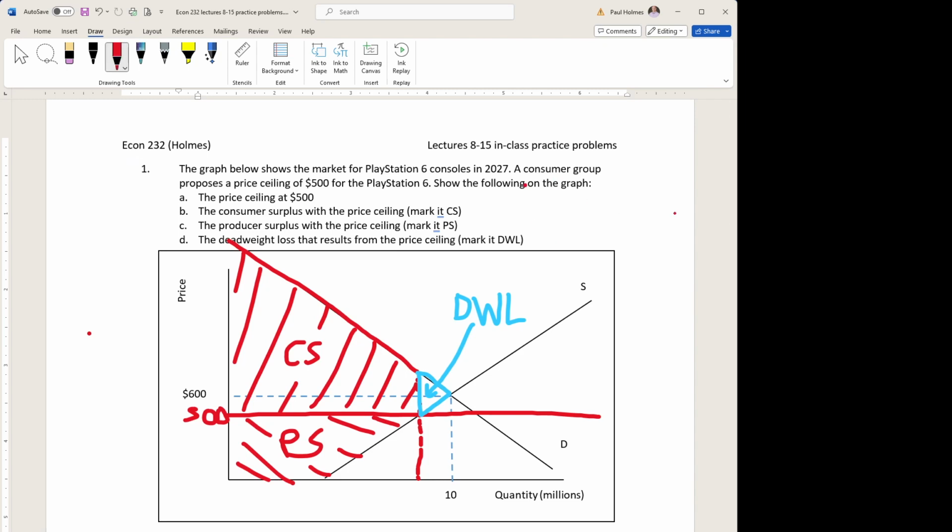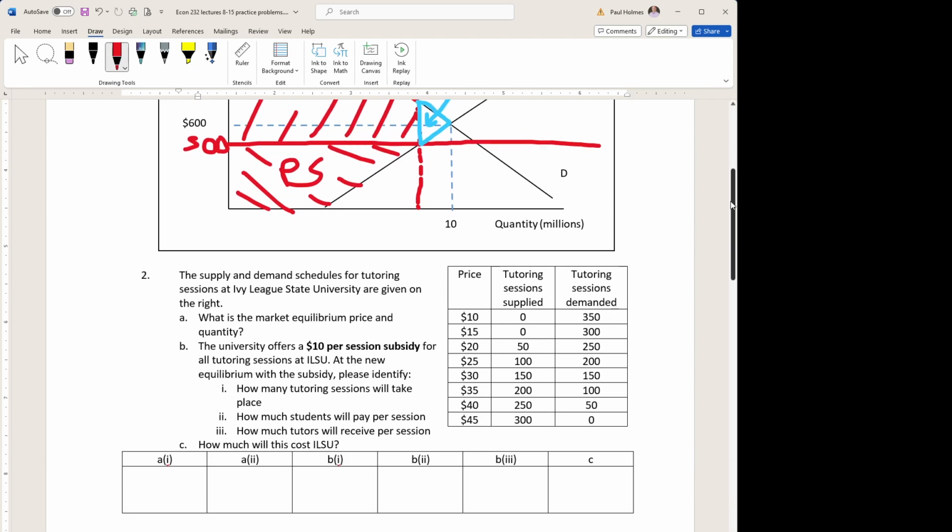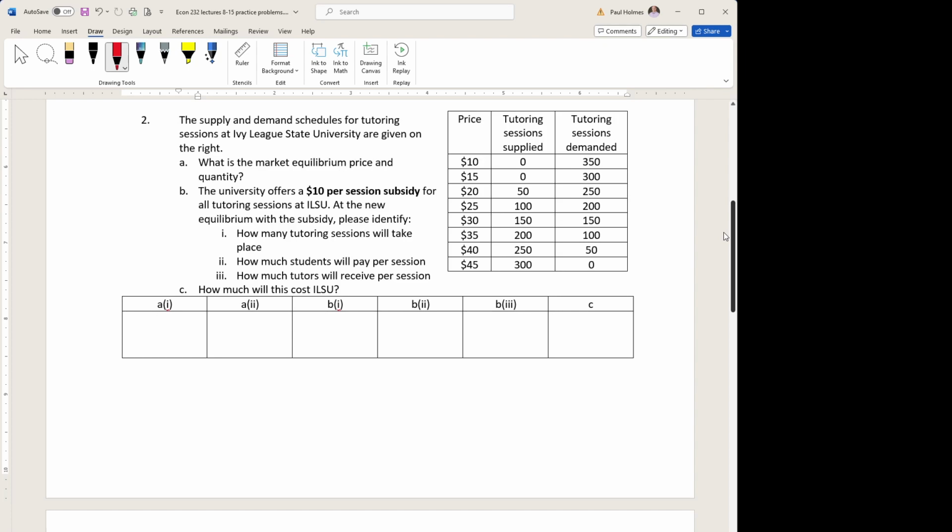Let's have a look down at question two. We have supply and demand schedules for tutoring sessions at Ivy League State University. What is the market equilibrium? That one should be pretty straightforward. We've got the quantities being the same there. So our market equilibrium must be $30 and a quantity of 150.